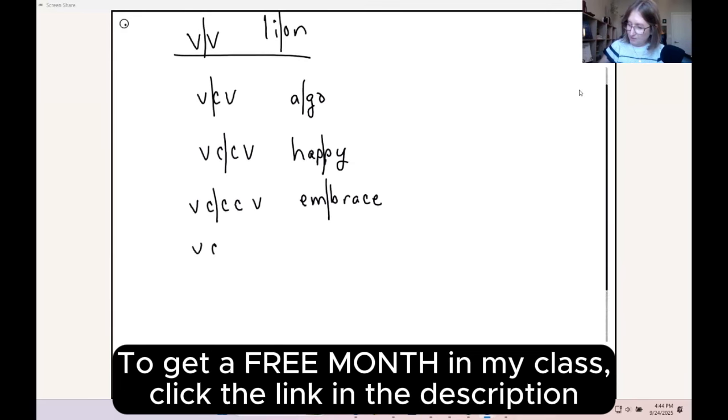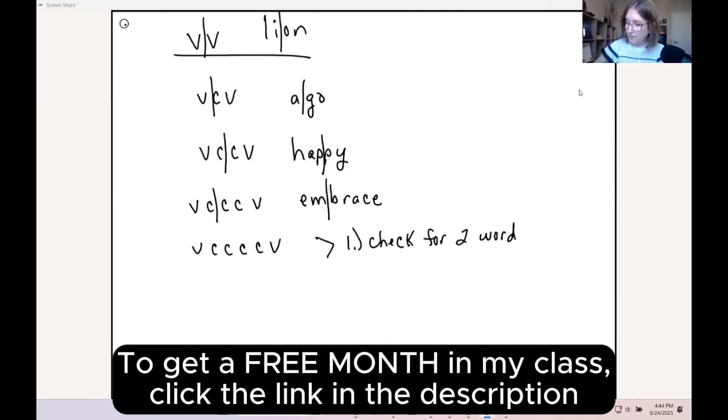If you have a vowel, consonant, consonant, consonant, consonant, vowel, now we need to start looking for compound words. So we check for 2 words, a compound word. If you see 2 words, you split them. You don't follow any of these patterns if you see that it's a compound word, like fireman. That doesn't follow this consonant, consonant, consonant, consonant, vowel pattern. But if you see 2 words put together, you just divide the 2 words, okay?